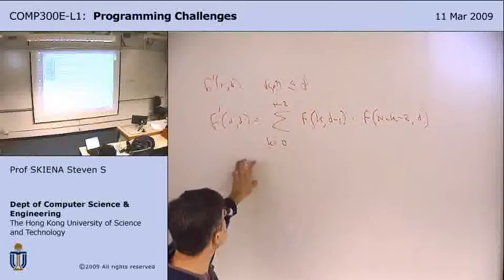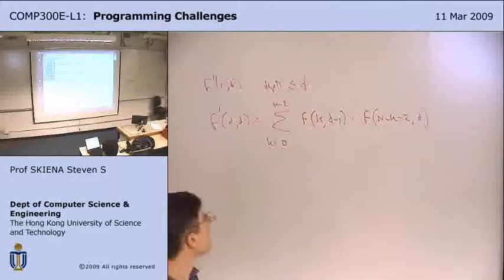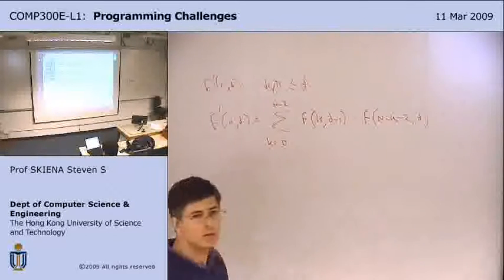Okay? What are we missing still? There's still one thing we're missing here. What is it? Base cases. What are the base cases here? What are the base cases that we need to have?